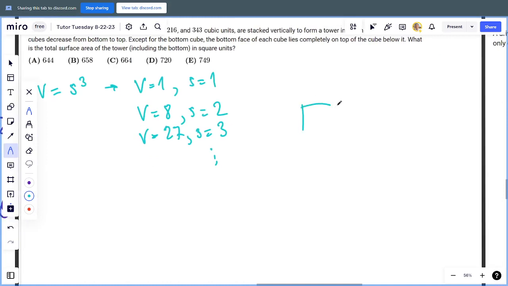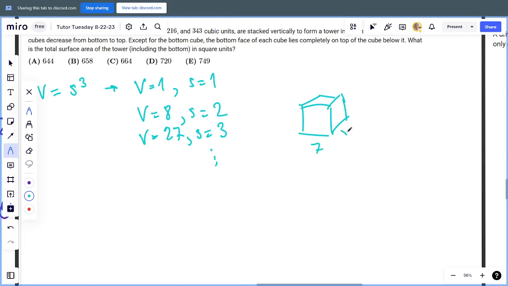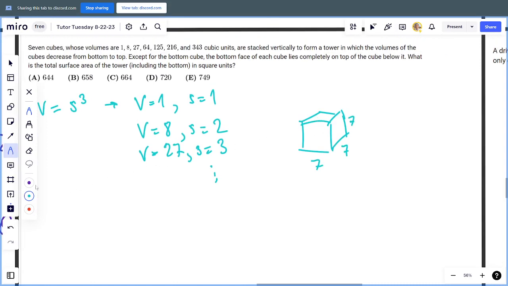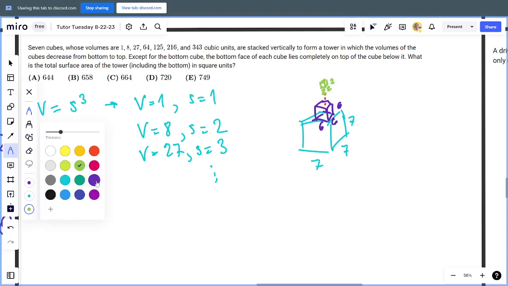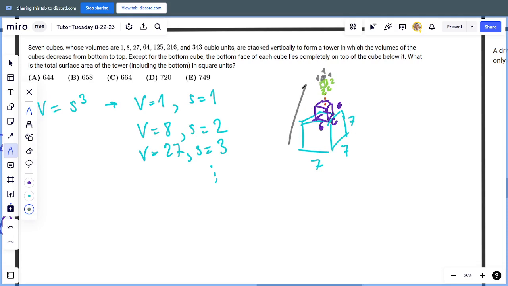So what we have is basically, if I draw it out for you guys, the 7 by 7 by 7 cube. Then on top of that we stack the 6 by 6 by 6 cube, and so on until we get to the 2 by 2 by 2 and the 1 by 1 by 1 cube. So it kind of forms that pyramid structure.